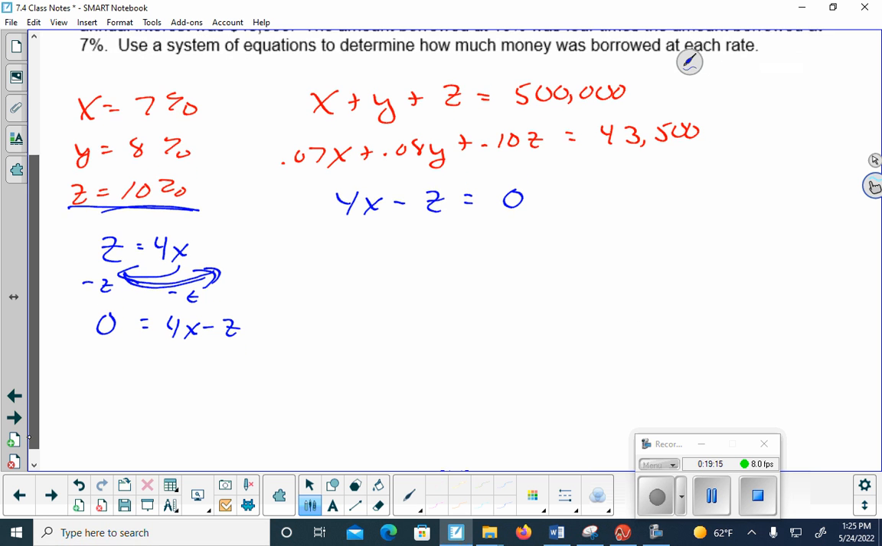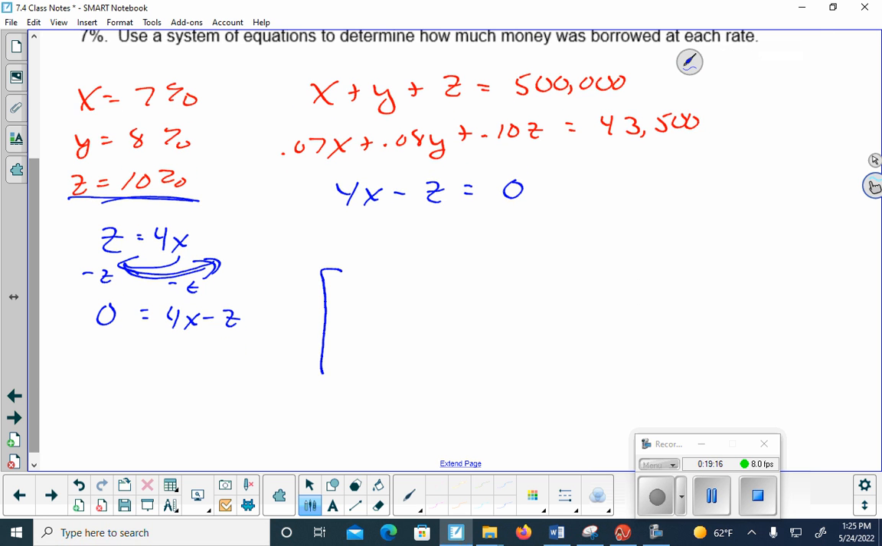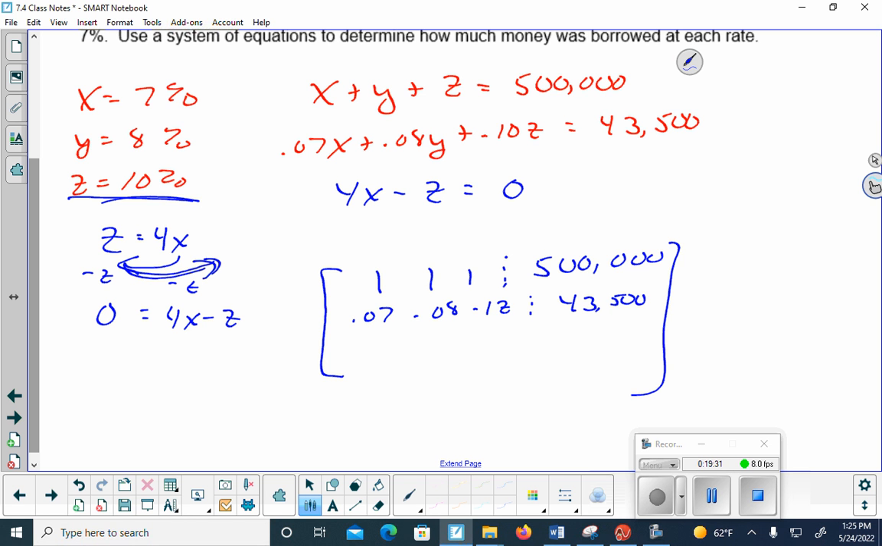And then if I put it in a matrix, I'm going to have the augmented matrix 1, 1, 1, 500,000. I'm going to have the 0.07, 0.08, 0.1, equals 43,500. Now, I know these numbers are bigger, but it's still very doable. That's a 1. That is 1. So I have that, and then I'm going to solve.